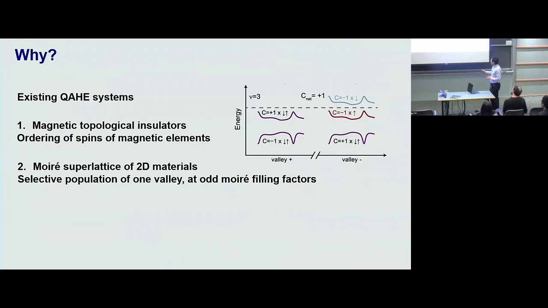Phenomenologically, if you have moiré, you can have the time-reversal pairs be in the K and the K prime valley, and when the band is flat enough, you put in the right amount of charge to occupy just one valley. Okay, it's not at the charge neutrality. It's at the charge density corresponding to moiré filling factor of, let's say, 1. And then you can collect the Chern number of that occupied band.